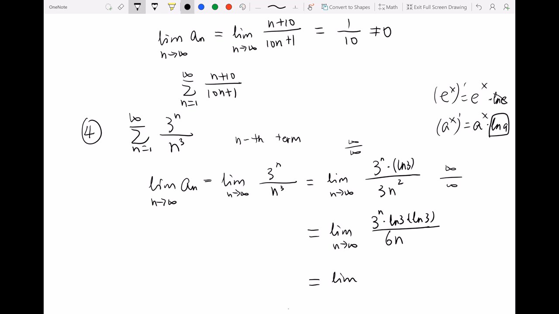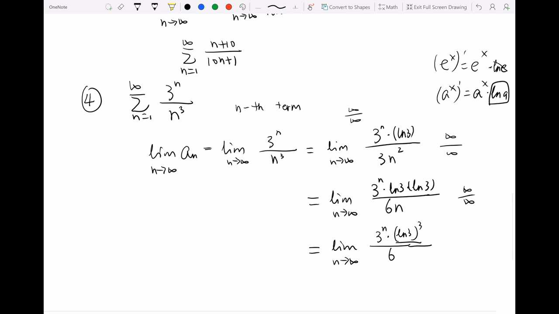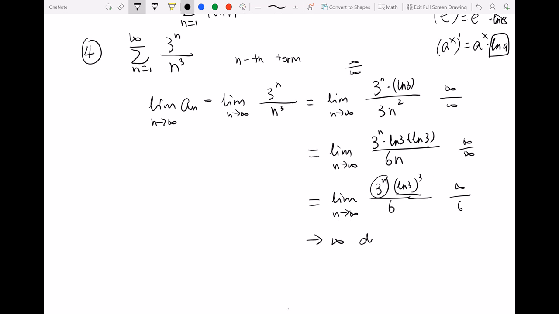Well, n goes to infinity. It's still infinity over infinity form. Perfect. We use L'Hopital's rule again. So we get 6 and 3^n, and you have ln 3. You have 3 ln 3 now, so it's ln 3 cubed. This one doesn't matter. It's a constant. ln 3 is just a number, but 3^n is still infinity, so it's infinity over 6. So this one is infinity. Well, it goes to infinity and it diverges for sure. The nth term diverges, which means the whole series diverges. Okay. So the series diverges.